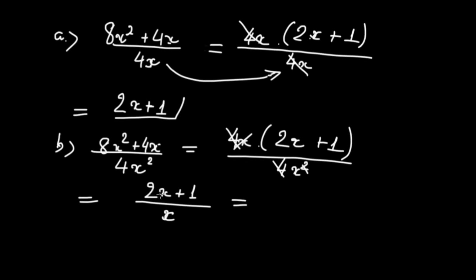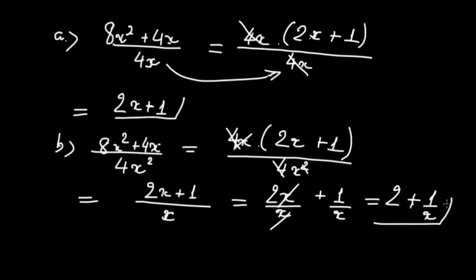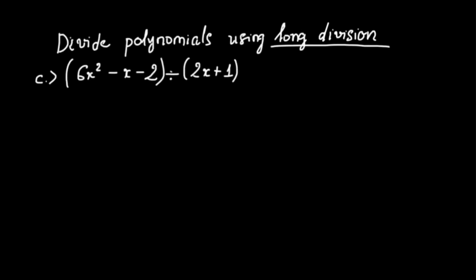Now we can split the numerator as 2x and 1 separately: 2x divided by x and 1 over x. We can simplify x with x. Now we have 2 plus 1 over x, and this is the answer for question B. Now let's work on question C. We need to divide polynomials using long division. Let's divide the quantity 6x squared minus x minus 2 by 2x plus 1.